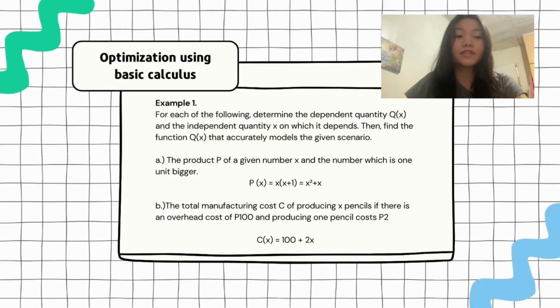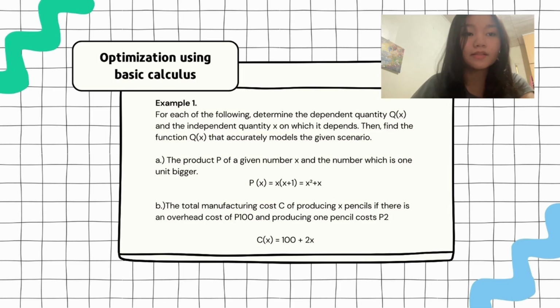So, in optimization using basic calculus, we have example 1 here, a word problem that we will translate into a mathematical equation. What's written here is: for each of the following, determine the dependent quantity Q of x and the independent quantity x on which it depends. Then, find the function Q of x that accurately models the given scenario.